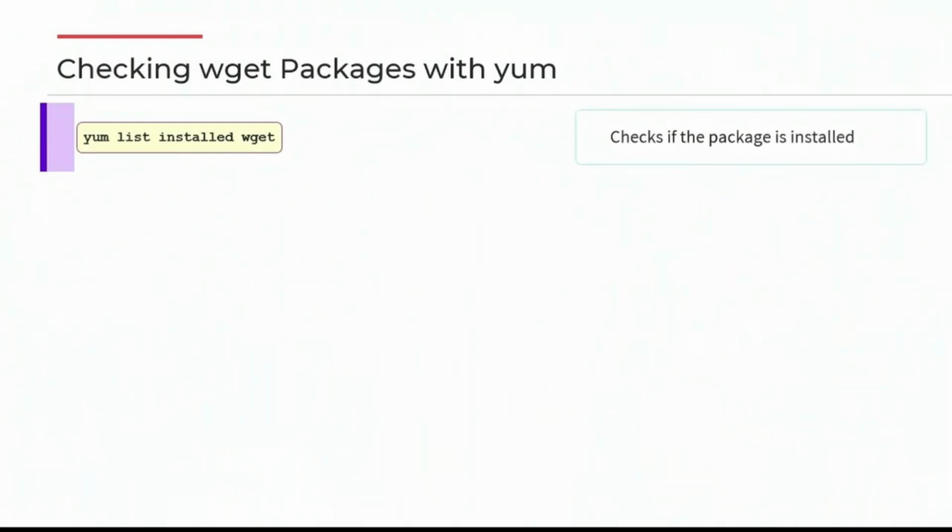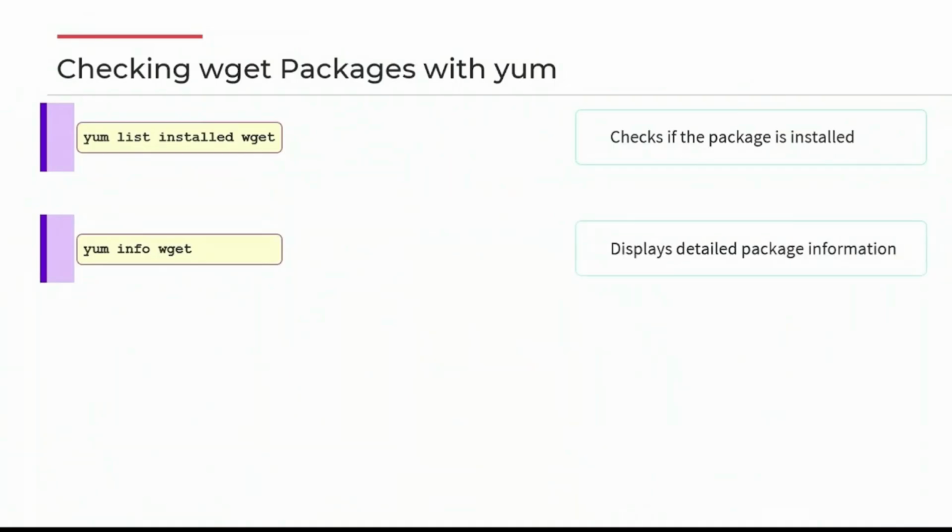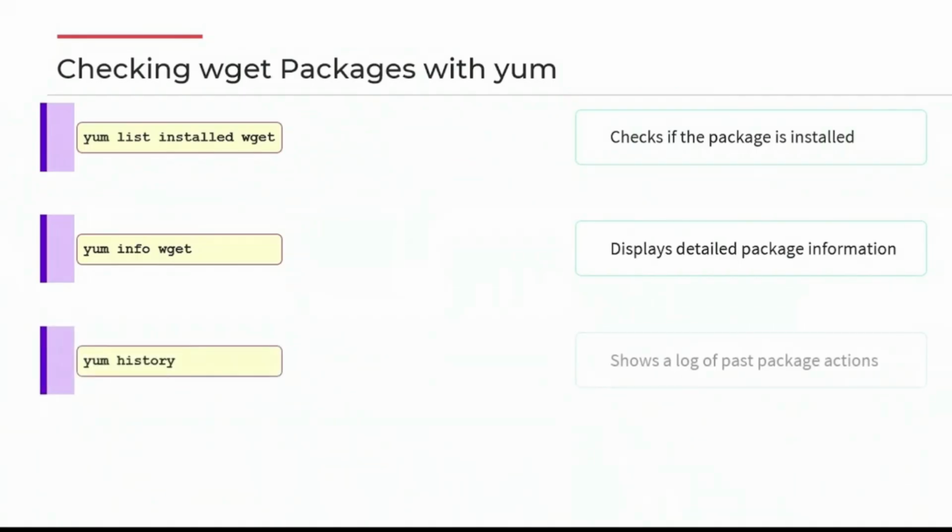Here's how to do it using Yum. yum list installed wget. This command checks if wget is installed. yum info wget. It shows details about the package. If you're ever unsure about a package's history, like when it was installed or updated, try using the command yum history. It provides a comprehensive log of recent actions, which is particularly helpful if something goes wrong after an update.